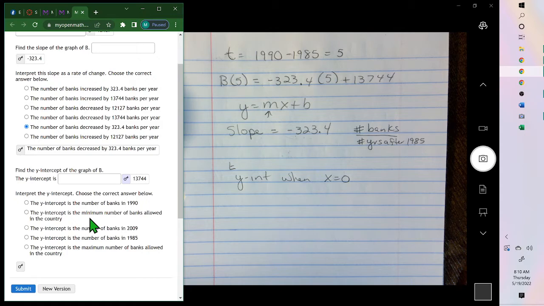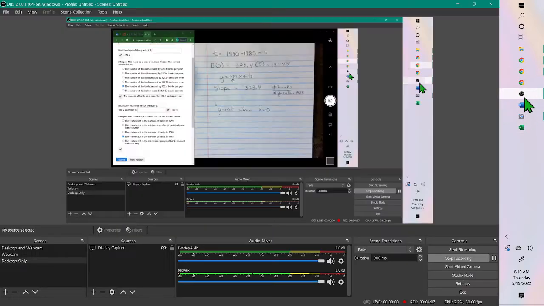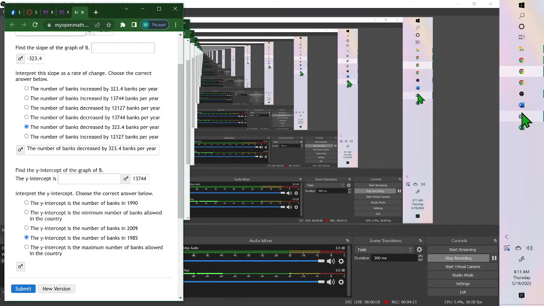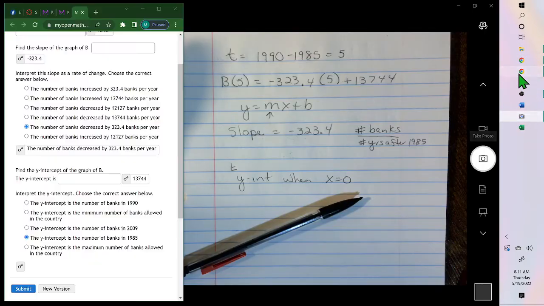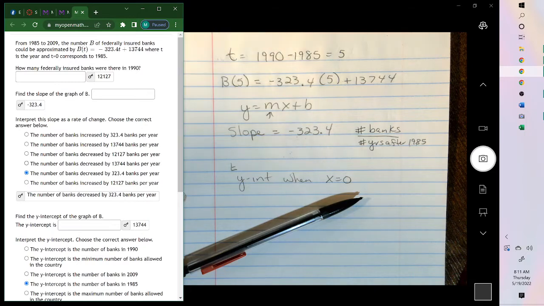So let's see, the y-intercept is the minimum number of banks. The y-intercept is the number of banks. The y-intercept is the number of banks in 1985, because 1985 was times 0. So that's why it's this one, at times 0. T0 corresponds to 1985.